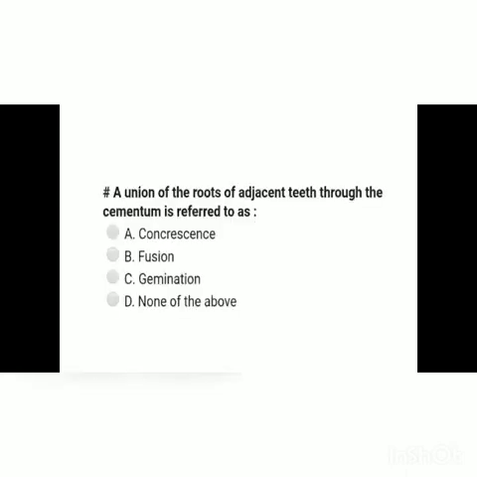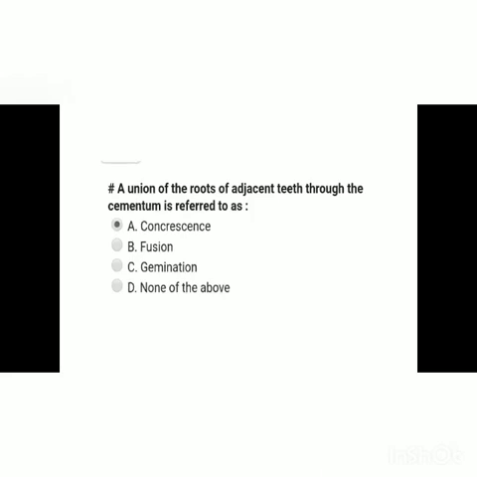So let us start today's questions. A union of the roots of adjacent teeth through the cementum is referred to as: concrescence, fusion, gemination, none of the above. Correct answer is option A, that is concrescence.